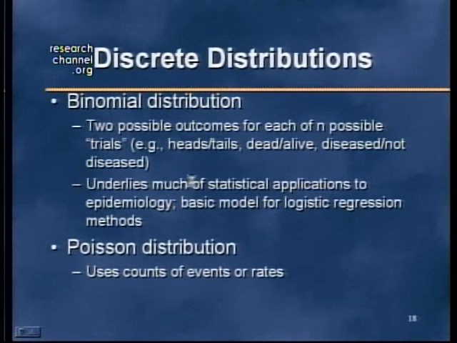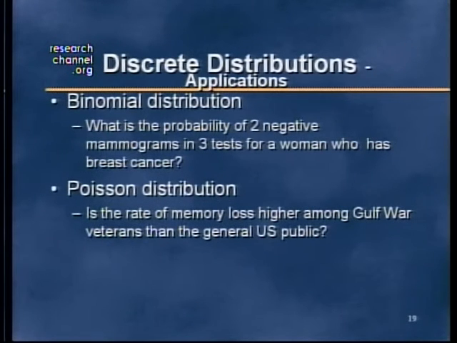It has far-reaching applications in epidemiology and in some more complicated multivariable methods. But this is a distribution that we won't be focusing on. We won't be focusing either on the Poisson distribution, which looks at counts of rare events or rates. But these are two distributions that could be employed if needed. And here are some questions that go along with the binomial or the Poisson distribution.